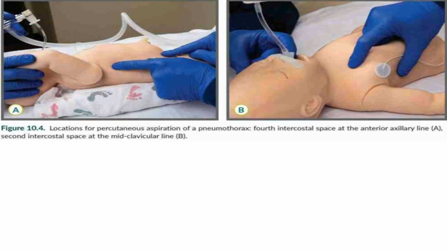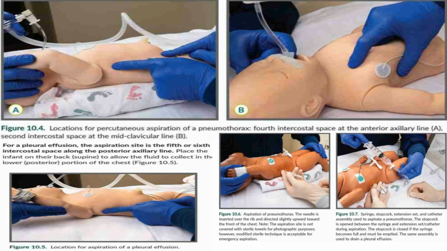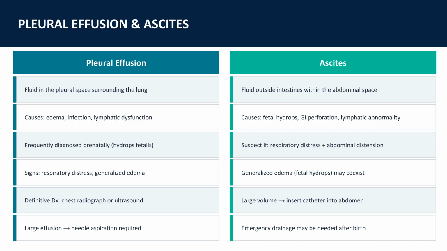This scene illustrates the proper locations for needle insertion during percutaneous aspiration of a pneumothorax or pleural effusion. Note the specific intercostal spaces for each procedure and the proper positioning of the infant. Pleural effusion is fluid surrounding the lung, and ascites is fluid in the abdominal space. Both can cause respiratory distress.